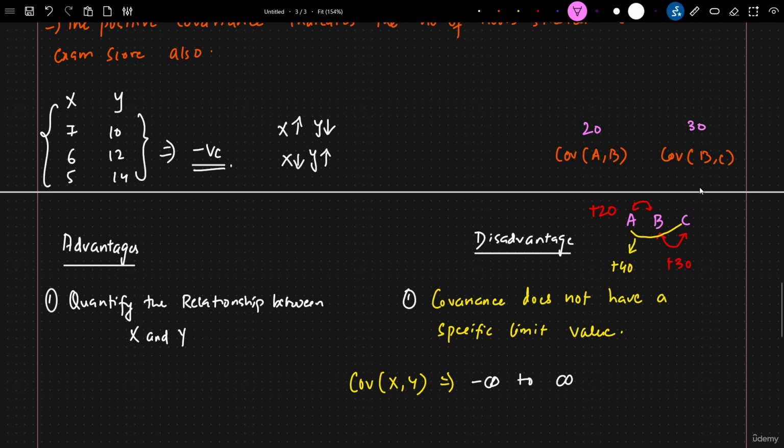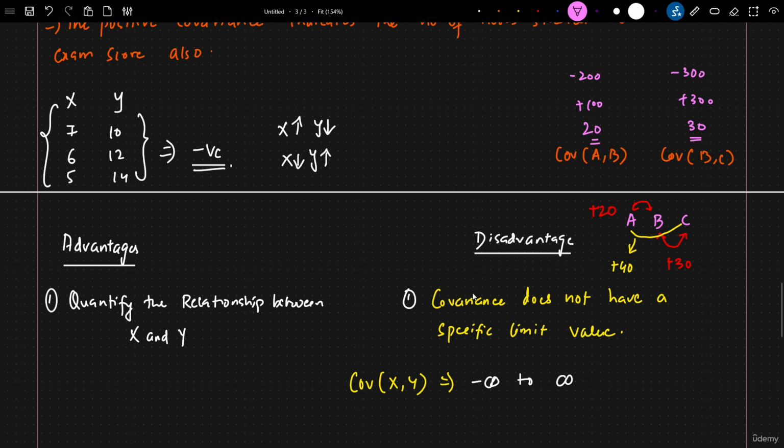The reason is very simple, because here we are not restricting. The limit value is not at all restricted. It can be plus 300 also. It can be plus 300, it can be plus 100, right? We cannot say which one is stronger. If it is minus 300 and this is also minus 200, we cannot say which one is much more stronger. The reason is very simple, because covariance does not limit how much positive or how much negative the value can be. This is the major disadvantage, right?